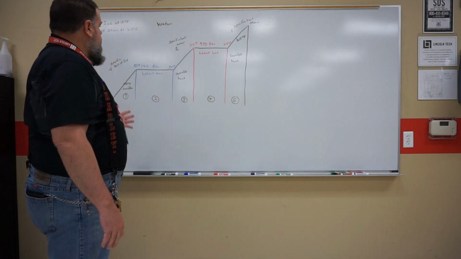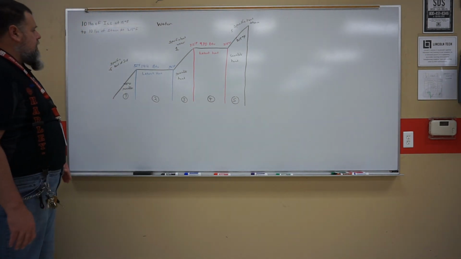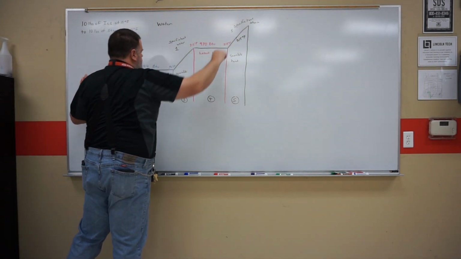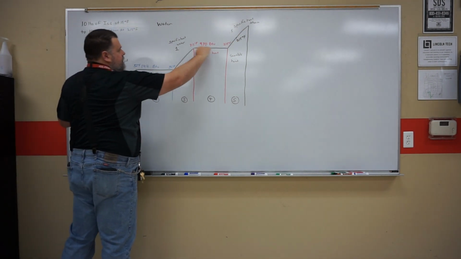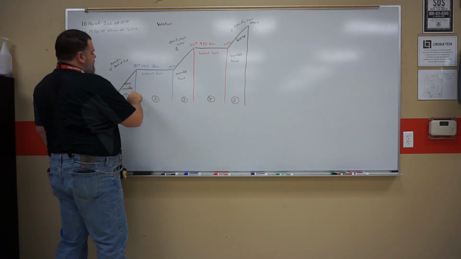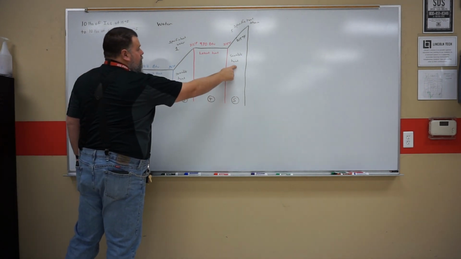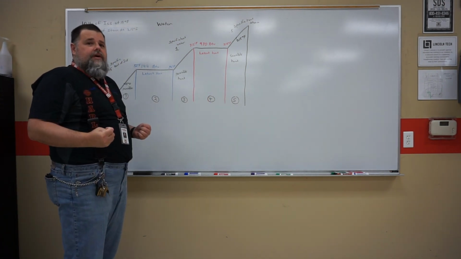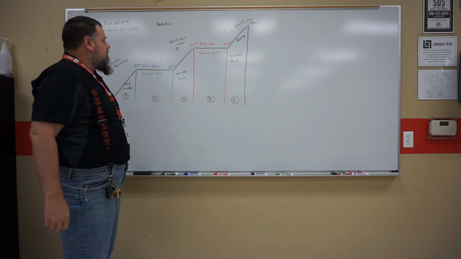So right here, to start off, let's look at this BTU graph. We've got these slanted sections here, here, and we've got the flat sections here and here. The slanted sections are sensible heat. So we have sensible heat here, here, and here. What is sensible heat? Sensible heat is heat we can feel, a measurable amount of heat.